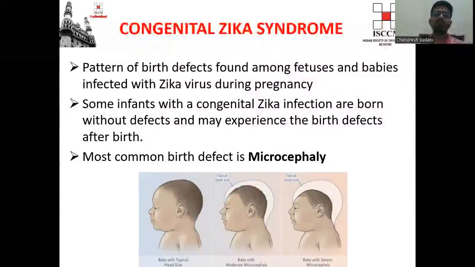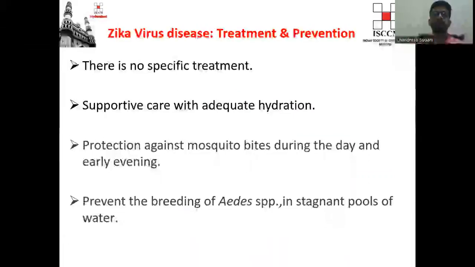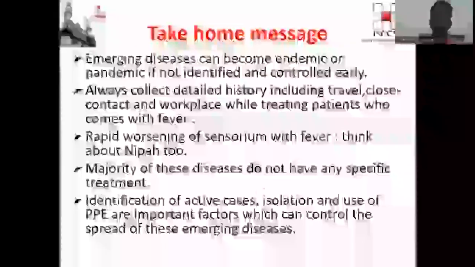As I discussed earlier, a mother who is detected Zika virus positive, her baby can have microcephaly. If you look at this picture, the most common birth defect is microcephaly. It can be a minimal, or it can be a moderate to severe microcephaly. Regarding Zika virus disease treatment and prevention, there is no specific treatment. Supportive care with adequate hydration is a must. There should be protection against mosquito bites during the day and early evening. And we should always prevent the breeding of Aedes species, particularly in stagnant pools of water.